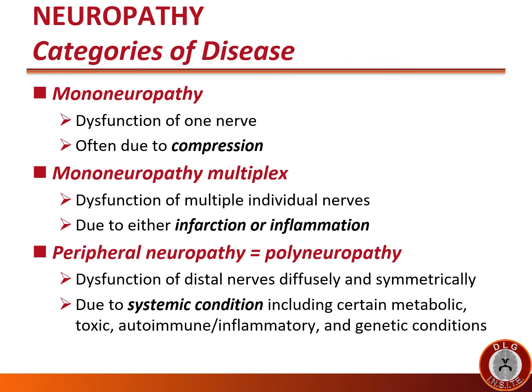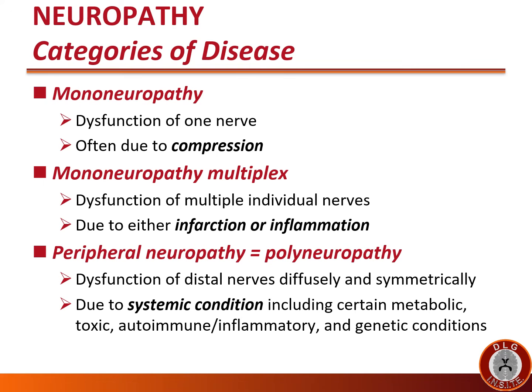The term neuropathy refers to involvement of peripheral nerves, but is an otherwise nonspecific term that includes three different patterns or categories of disease. A mononeuropathy is dysfunction of one individual nerve, and it is often due to compression of that nerve. Mononeuropathy multiplex is dysfunction of multiple individual nerves, usually due to either an infarction of those nerves, for example, small vessel vasculitis that infarcts the nerves, or inflammation of the individual nerves.